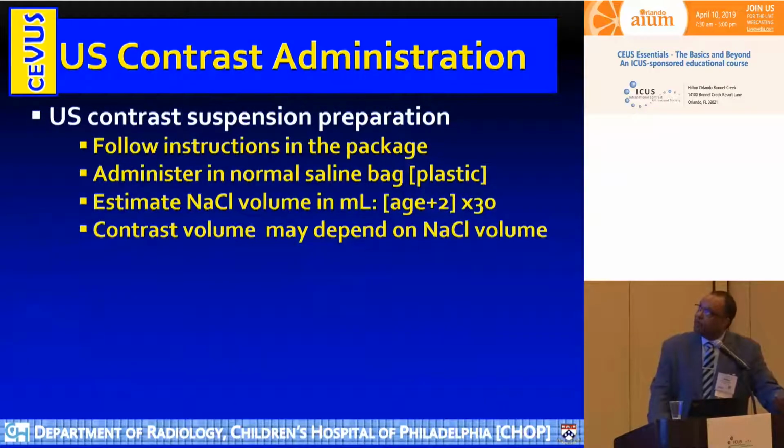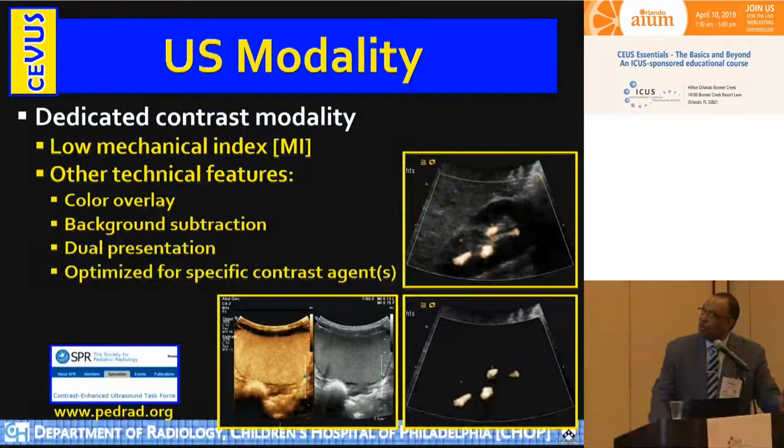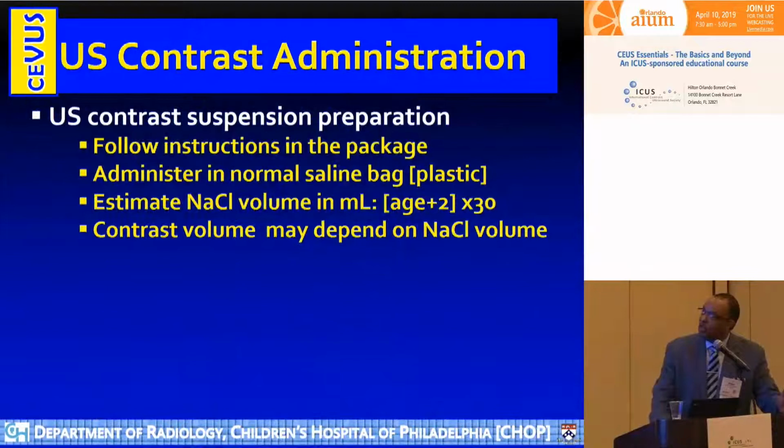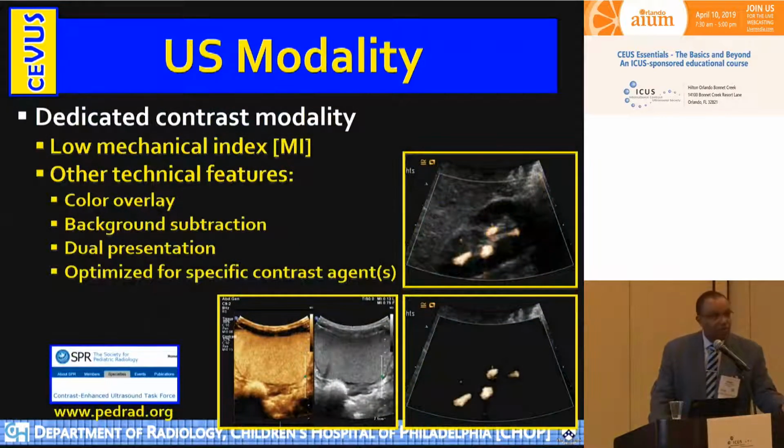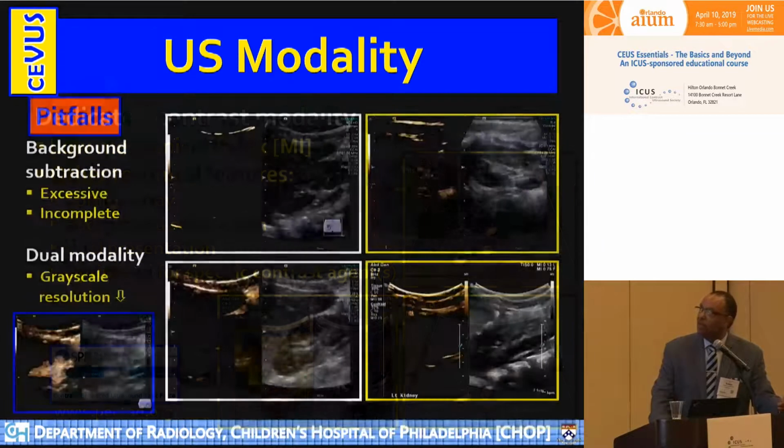And the ultrasound contrast administration, how to prepare it, has been nicely shown before, so I don't want to go into it. The only thing I just want to mention: the volume of the bladder, the way we determine it in children, is age plus 2 times 30, which gives you the expected bladder volume and tells you how much you need to fill the bladder. The ultrasound modalities have also been described, so I will not go very much into the detail, but the background subtraction, the dual modality, and the color overlay are necessary.